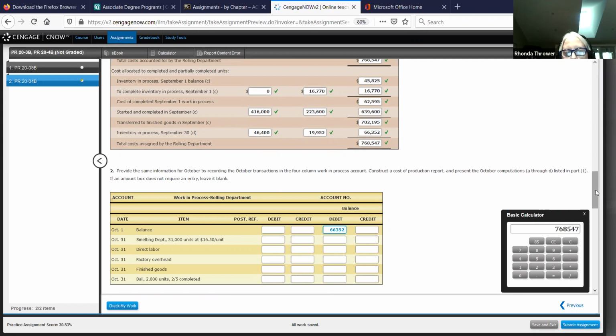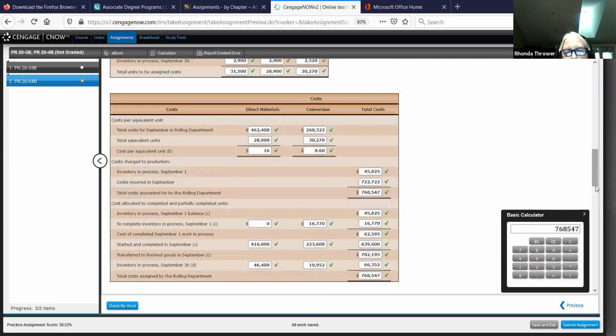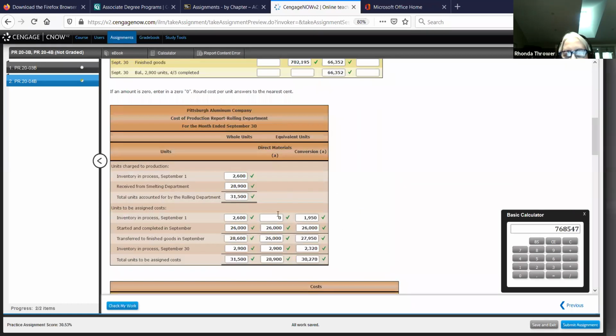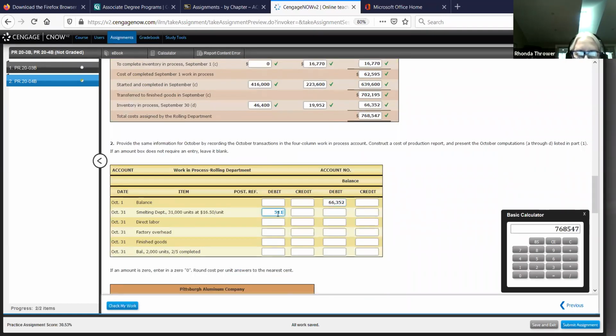And then in this month, we've received some new materials from smelting. The number of materials that we received are 31,000 units at a cost of $511,500. So we received 31,000 units in at $16.50. You could multiply that too, and it would have given you the same thing that was given here.